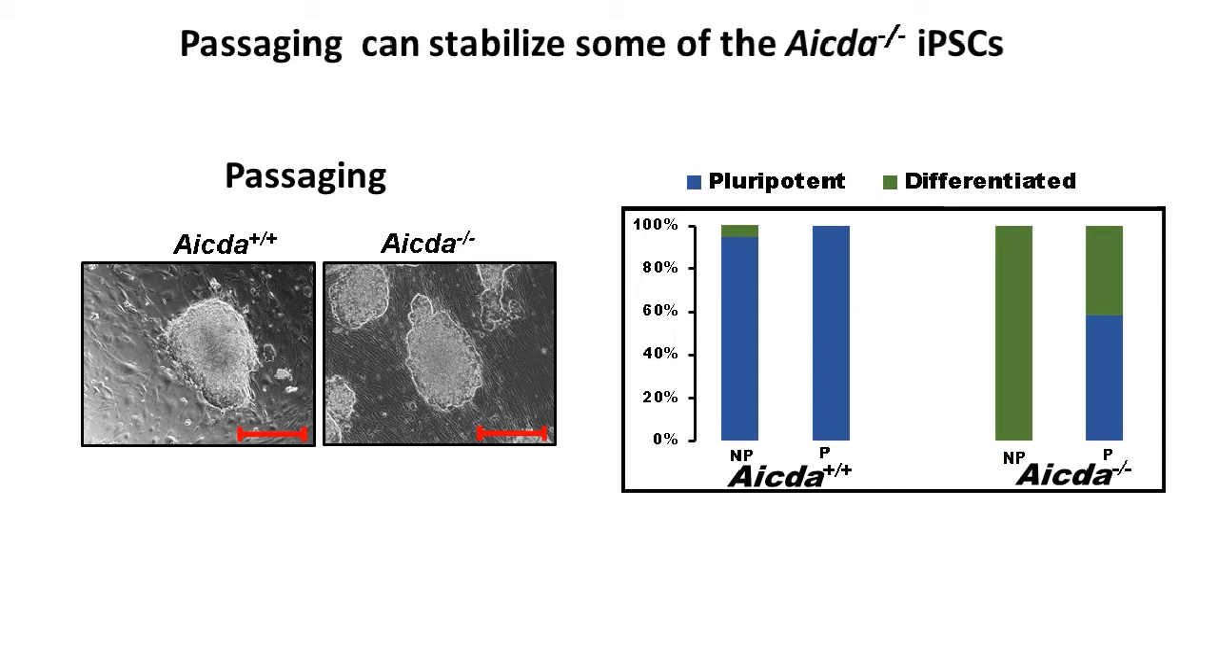However, we have seen that we can stabilize these pluripotent stem cells by continuous passaging. When we pick AID knockout colonies after 2 weeks of reprogramming, when the colonies have not differentiated, and we continuously passage them, as you can see on the right panel, around 60% of the clones can be stabilized as pluripotent stem cells.